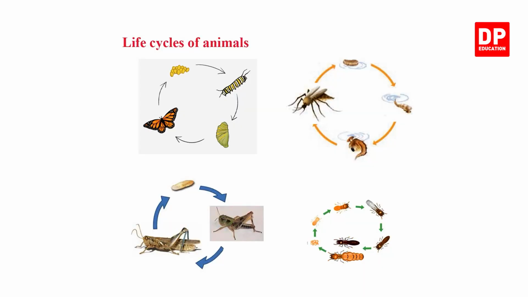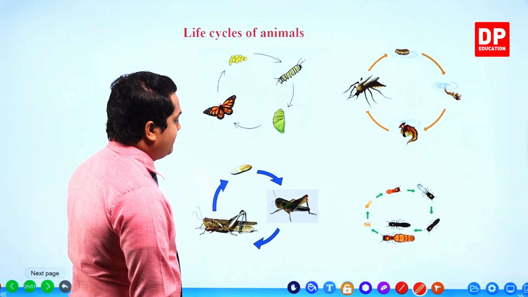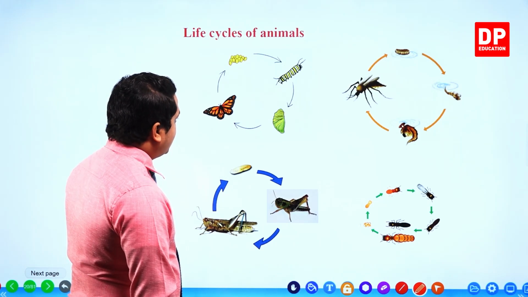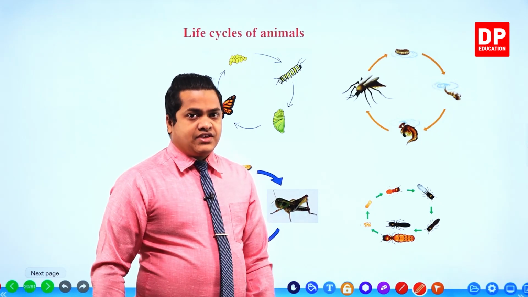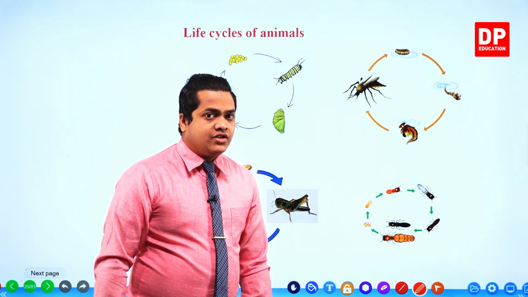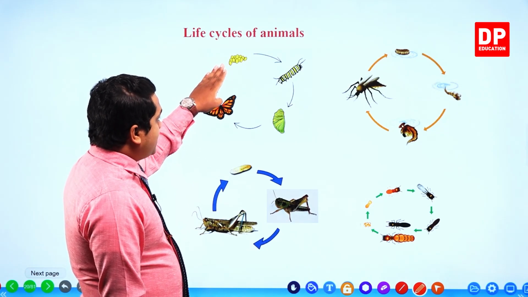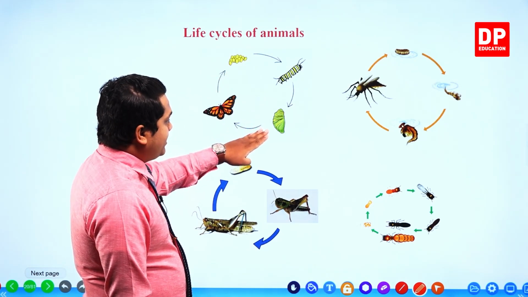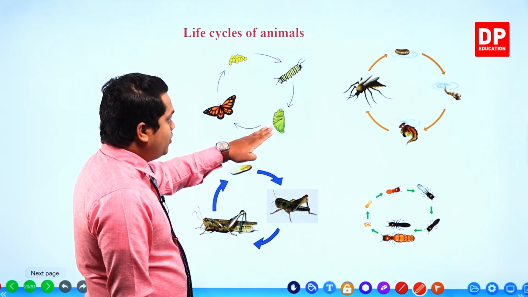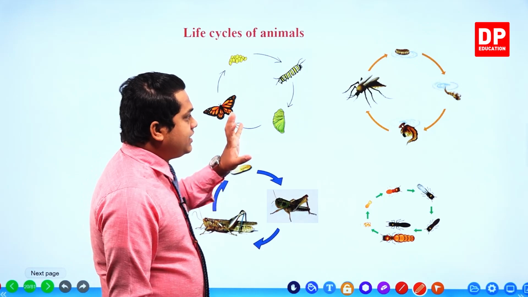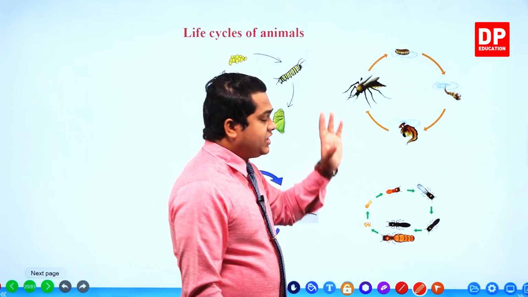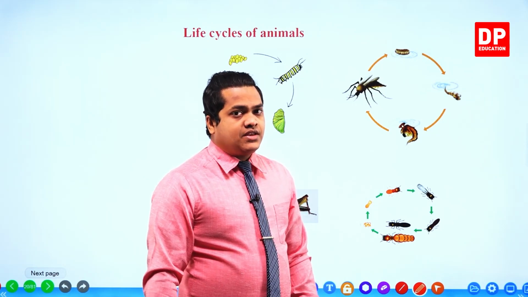So here, you can observe the life cycles of different organisms. Here you can observe the life cycle of the butterfly. We already studied the life cycle of the butterfly in the earlier chapters, my dear children. The life cycle of the butterfly starts from the eggs, then the caterpillar, then the cocoon stage, which is called the pupa, and then the butterfly. A similar thing can be observed in the life cycle of the mosquito as well.